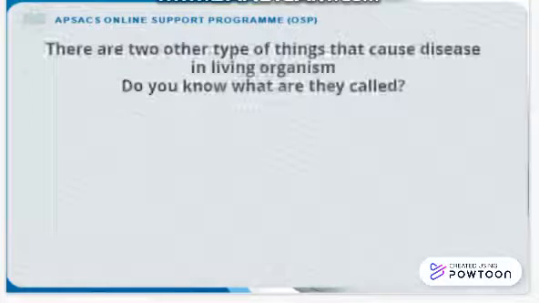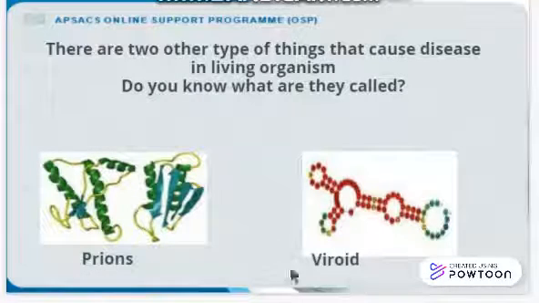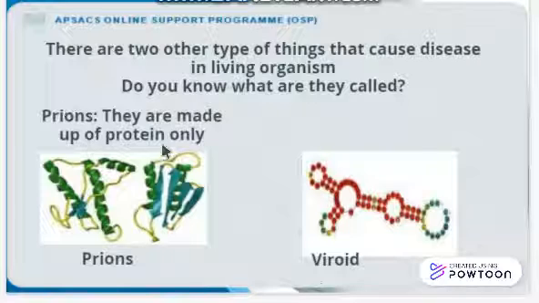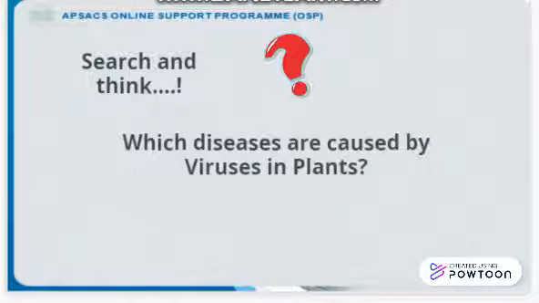There are two other types of things that can cause diseases in living organisms. Do you know what they are called? Prions and viroids. Prions are made up of protein only and viroids are made up of circular RNA. We studied that viruses cause diseases in plants. So there is a task for you. Search and think which diseases are caused by viruses in plants.